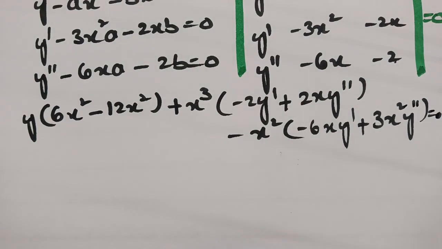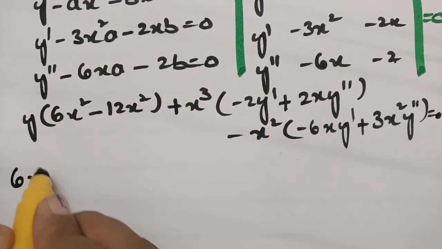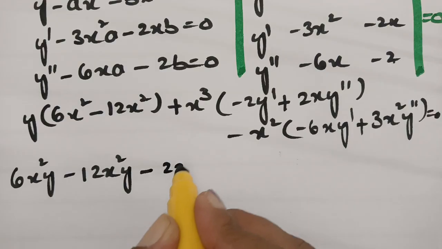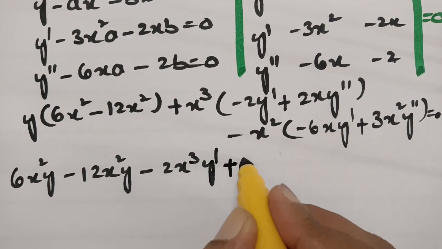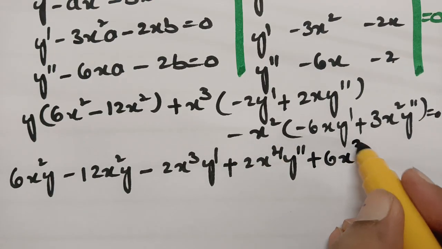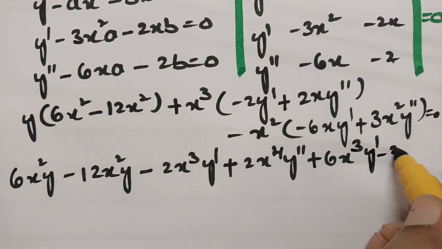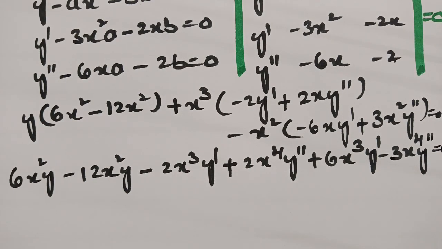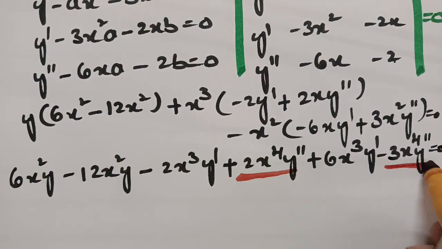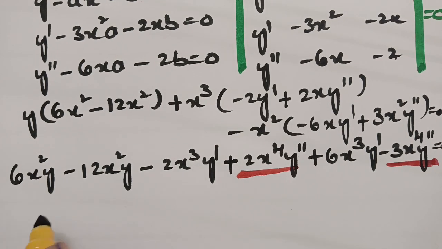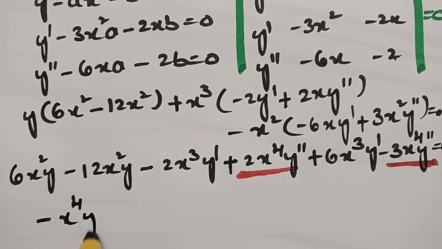Clear? So if I multiply these, this will be 6x square y minus 12x square y minus 2x cube y dash plus 2x power 4 y double dash, and then plus 6x cube y dash minus 3x power 4 y double dash is equal to 0. As there is y double dash for 2 times, I am going to write this as minus 3 plus 2, the value here will be minus 1. So minus x power 4 into y double dash.